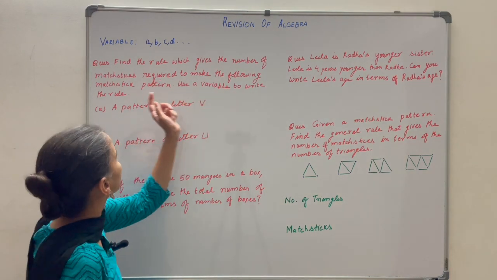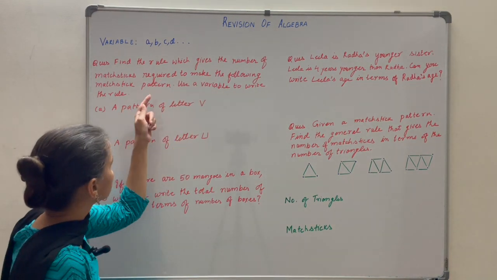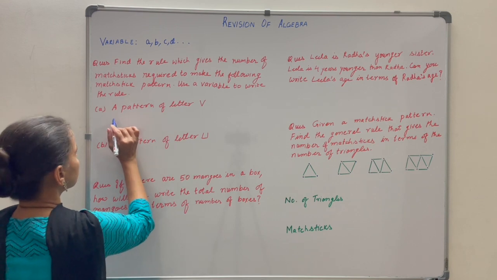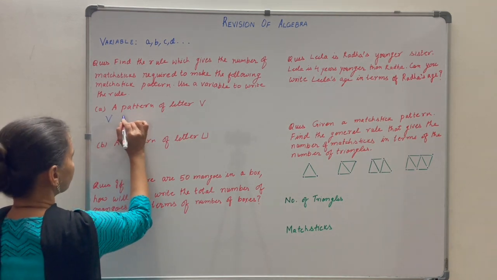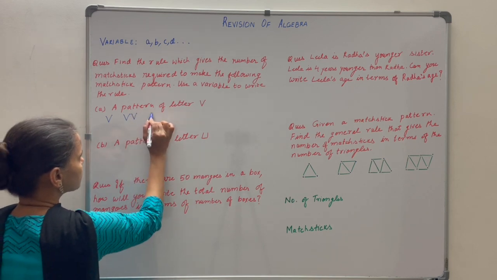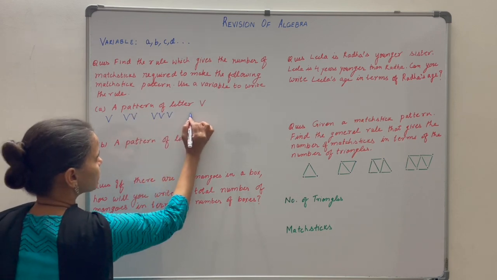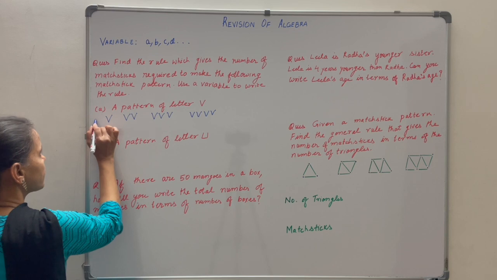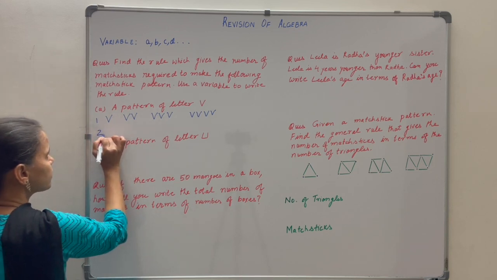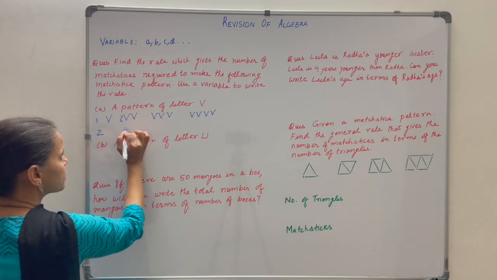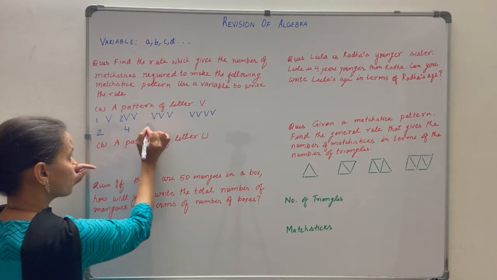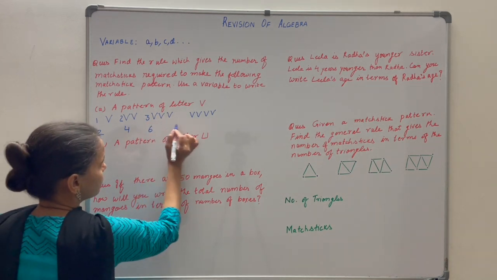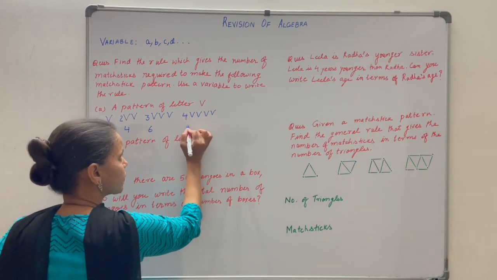Find the rule which gives the number of matchsticks required to make the following matchstick pattern. Use a variable to write the rule. So first let us write down the pattern using the letter V. 1 V, here 2 V's, here 3 V's, here 4 V's. When 1 V is there, the number of matchsticks required is 2. When there are 2 V's, it is 4. When there are 3 V's, it is 6. When there are 4 V's, it is 8.